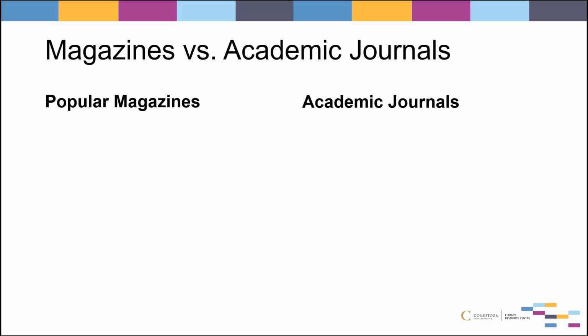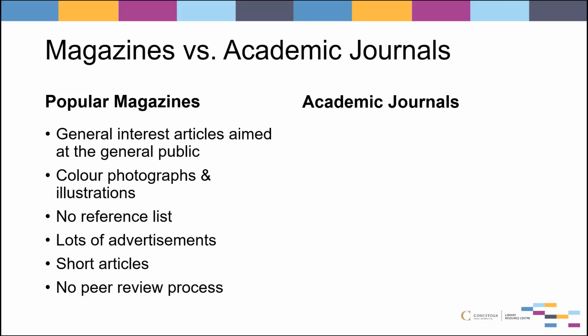It's important to understand the distinction between popular magazines and academic journals. Popular magazines contain general interest articles that are written for the general public. You don't need to have any special knowledge or expertise to read them. They contain a lot of photographs and advertisements. Articles tend to be short, and they don't typically include a list of references.